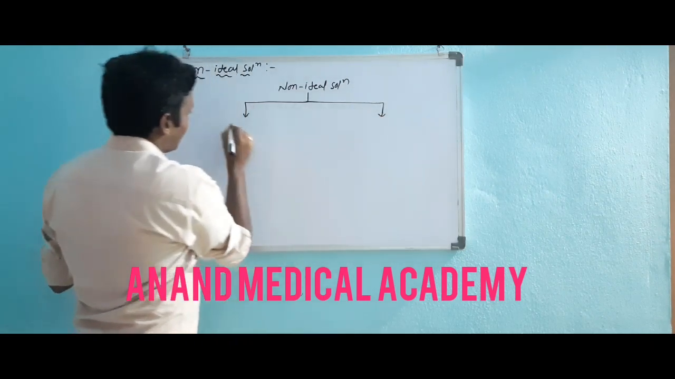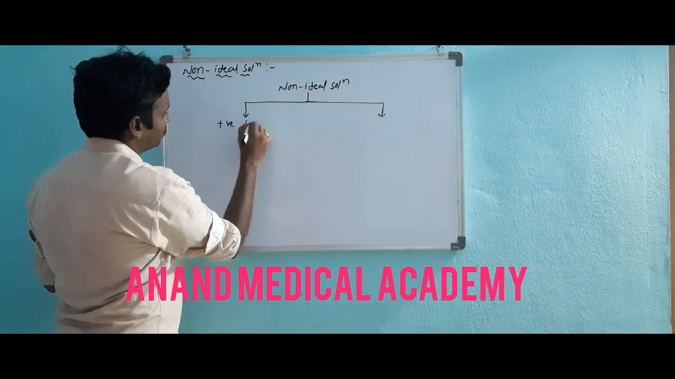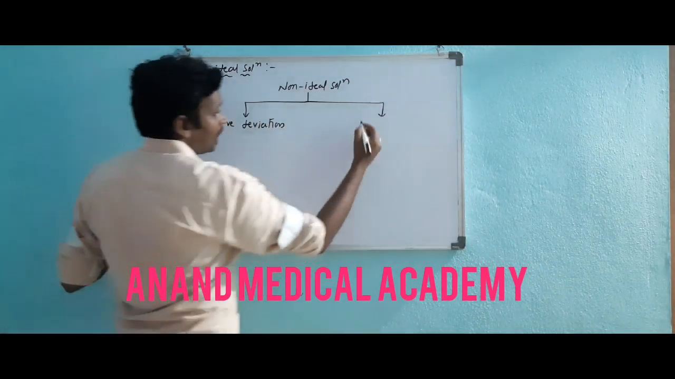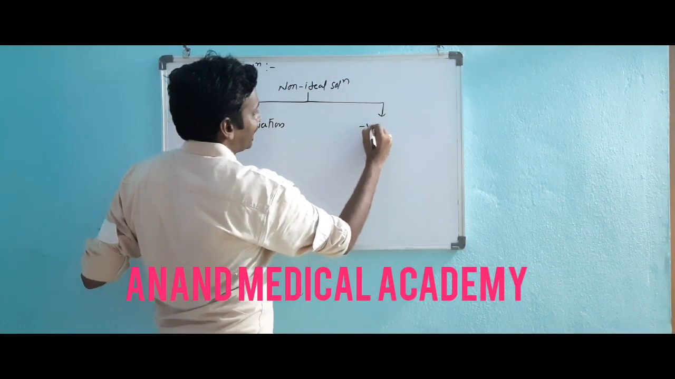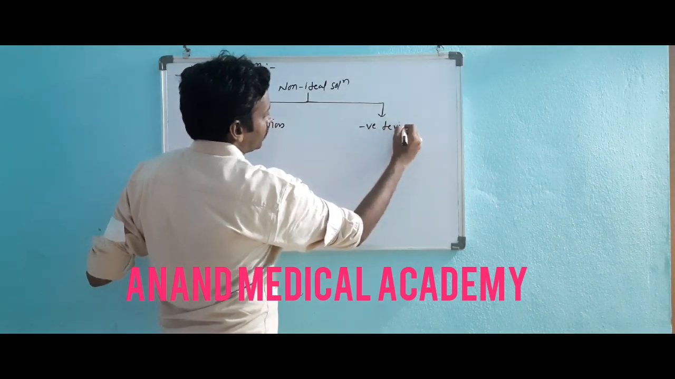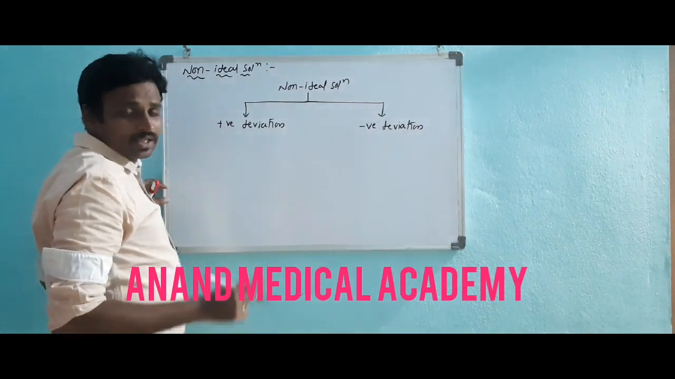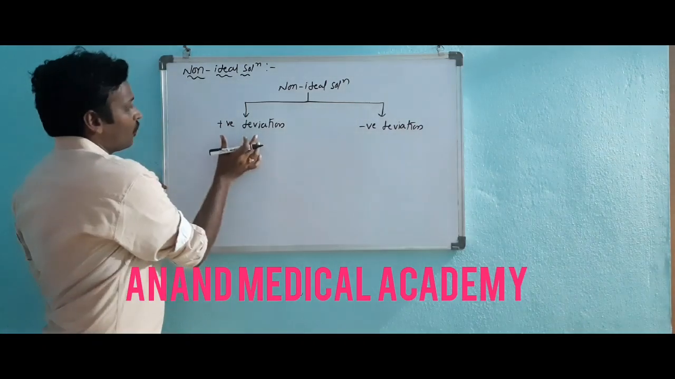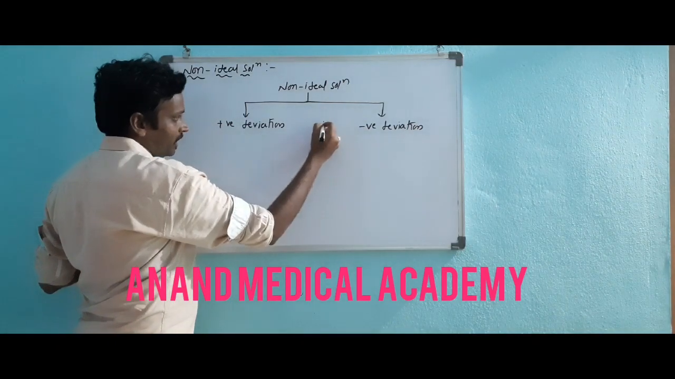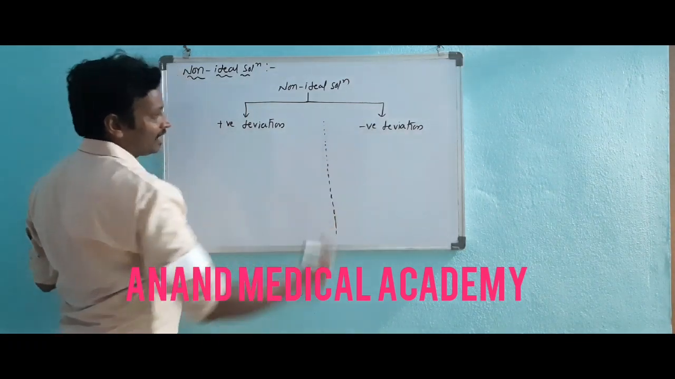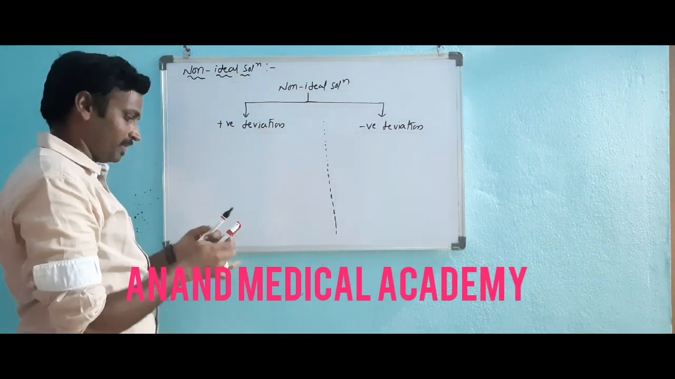One is a positive deviation from ideal behavior, and the other is a negative deviation from ideal behavior. So you have two types of deviations. One is a positive deviation from ideal behavior and one is a negative deviation from ideal behavior.